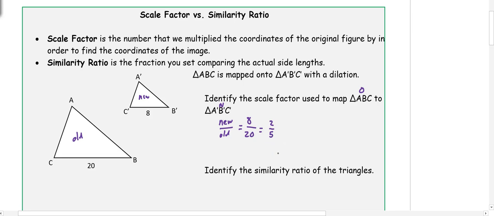The similarity ratio is the fraction you set up when you're comparing the actual lengths. So when we do similarity ratio, it's going to be our reciprocal. It's the old over the new. So we have 20 over 8, which reduces to 5 over 2.